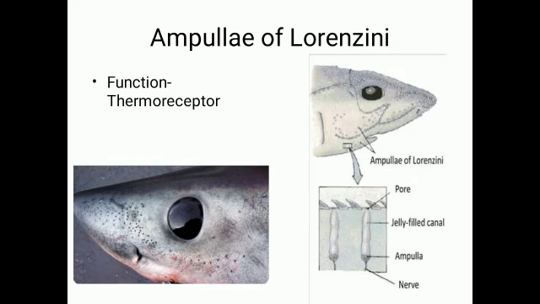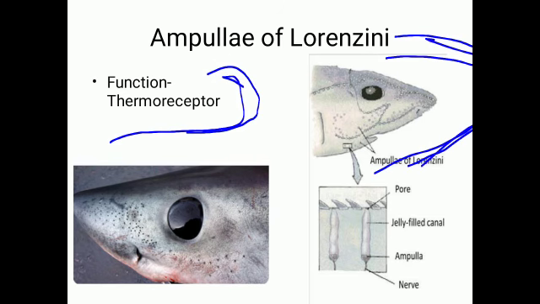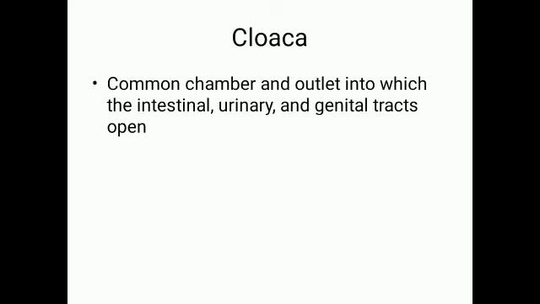Next identification feature is the ampullae of Lorenzini. It is actually a receptor which can detect the minute electrical potentials generated by the muscle contraction of prey, and it can detect if the prey is nearby and it can protect itself. Cloaca is the main opening, or a single urogenital opening, from where the intestinal, urinary and genital tracts open.